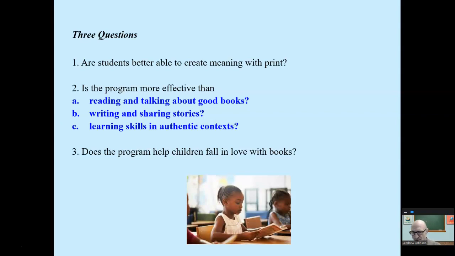Any exposure to print is helpful. Even blip-making programs have some impact. The question always comes back to this: is blip-making more impactful than meaning-making? That's the question, and I would answer absolutely not. And the third question to ask: do blips help children fall in love with books?